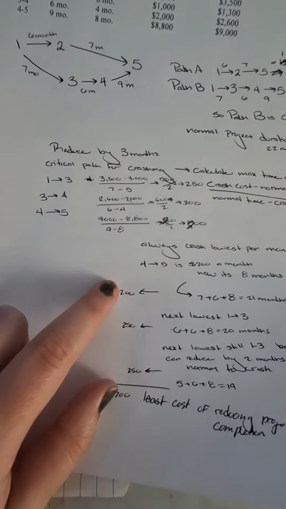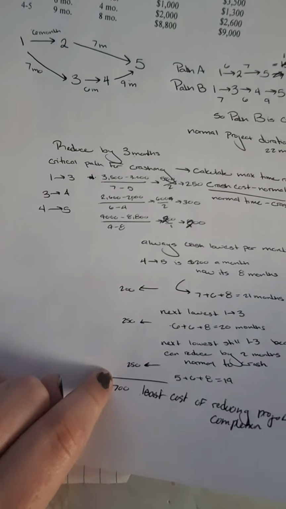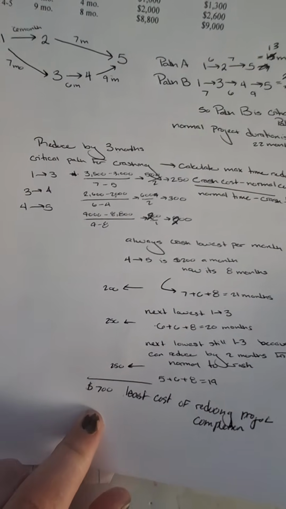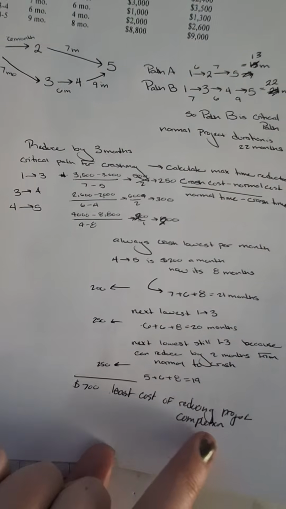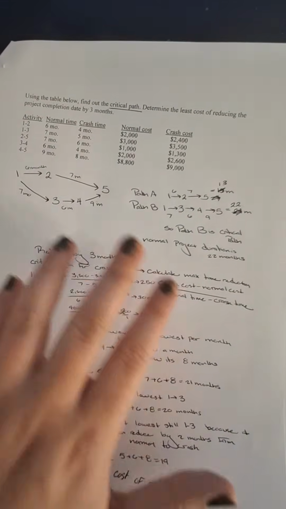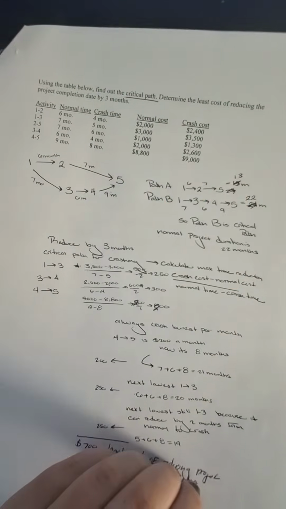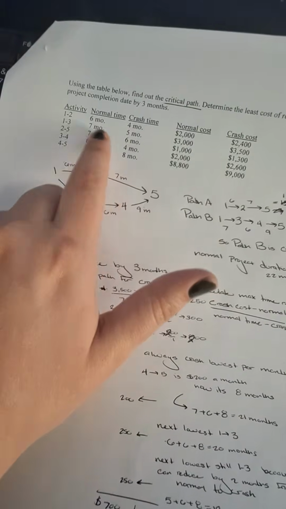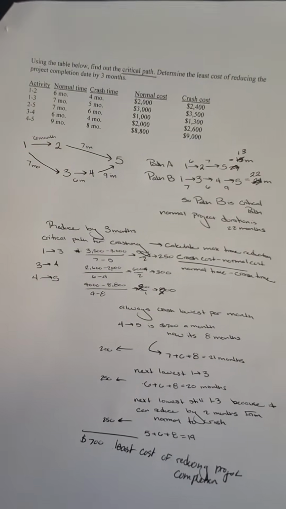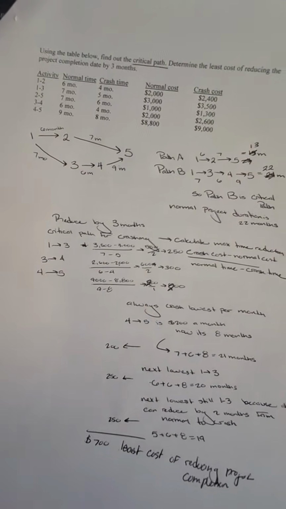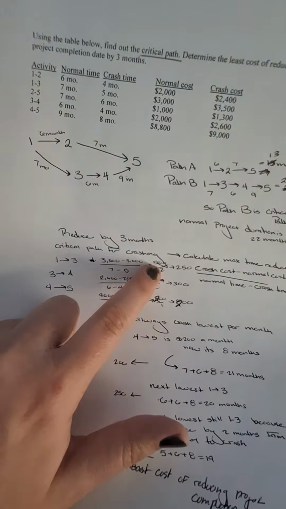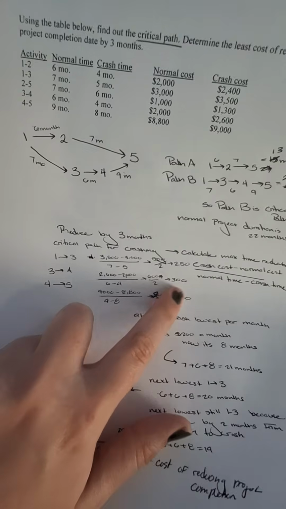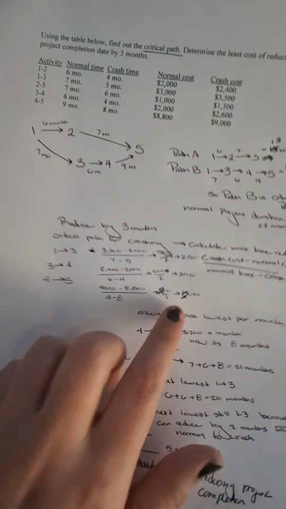Now we need to add these up, which is going to be 200 plus 250 plus 250, and that means $700 is our least cost of reducing the project completion. So to make it that 22 months to now 19 months, we had to spend some more money to reduce these times. Now, for this to make a little more sense, say they said reduce it by 4 months. We already used 1, 2, 3 months. Now we would go to our next least expensive, which would be 300. Hopefully that all makes sense.